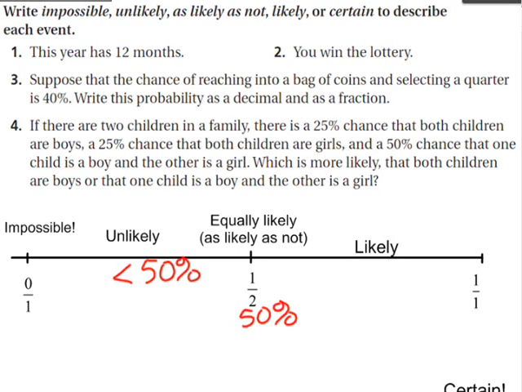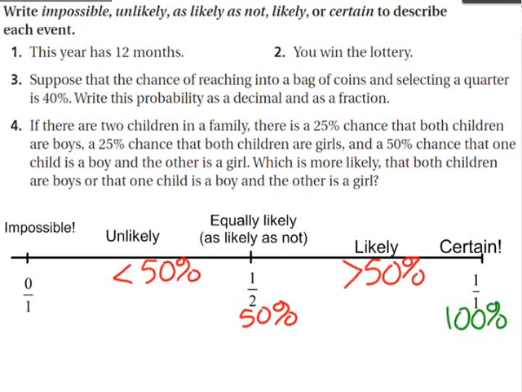If it's likely, greater than 50% of the time, whatever the thing I'm looking at, hoping it's going to come true, is going to happen more than 50% of the time. And if it is absolutely certain to happen, that means it's going to happen 1 out of 1 times or 100% of the time. And down here at the other end is 0% of the time. It will never happen.